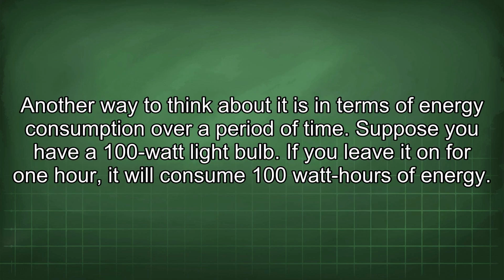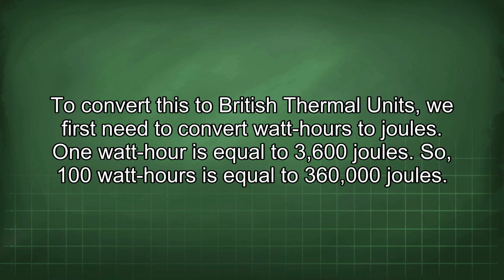Another way to think about it is in terms of energy consumption over a period of time. Suppose you have a 100-watt light bulb. If you leave it on for 1 hour, it will consume 100 watt-hours of energy. To convert this to British thermal units, we first need to convert watt-hours to joules. 1 watt-hour is equal to 3,600 joules. So, 100 watt-hours is equal to 360,000 joules.